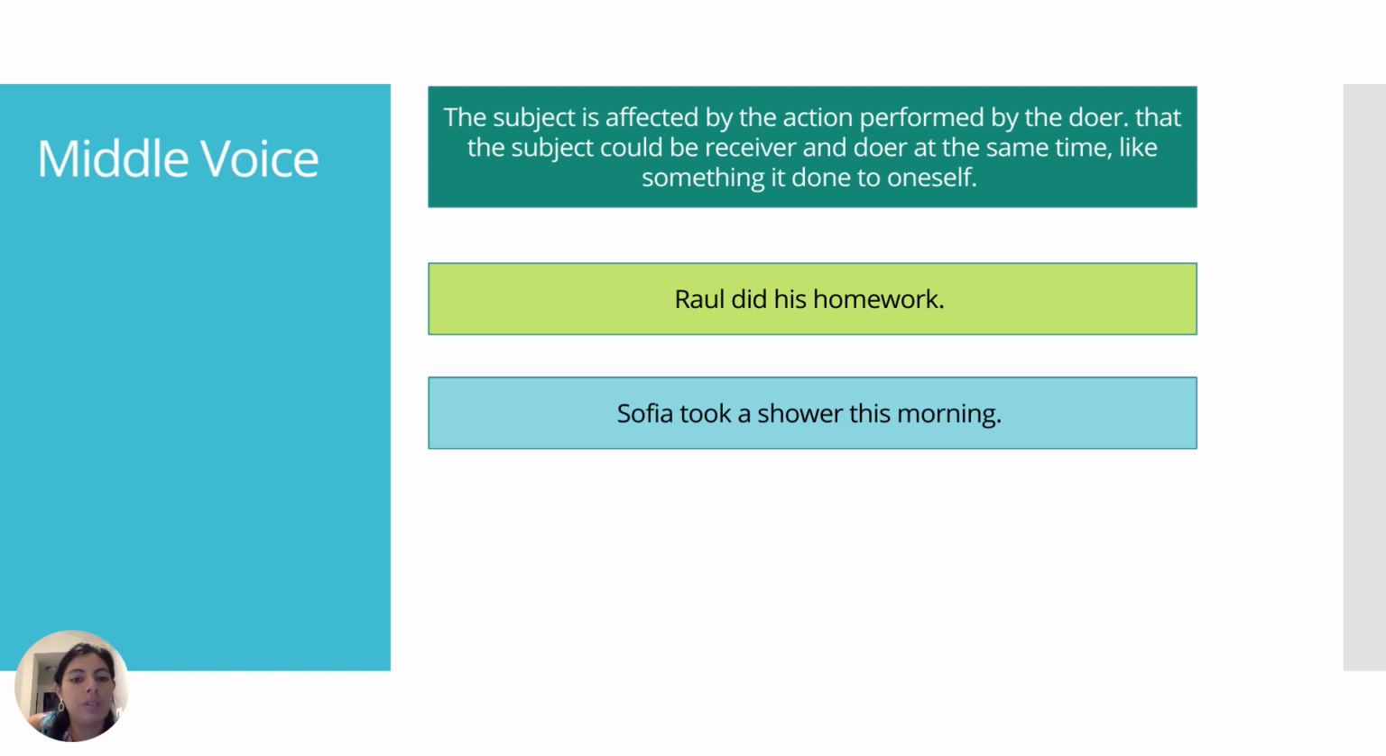Sophia took a shower this morning. So the action was taking a shower, and who performed the action was Sophia, and who received the action was Sophia at the same time. So in this case, in the middle voice, the doer and the receiver can be the same at the same time.